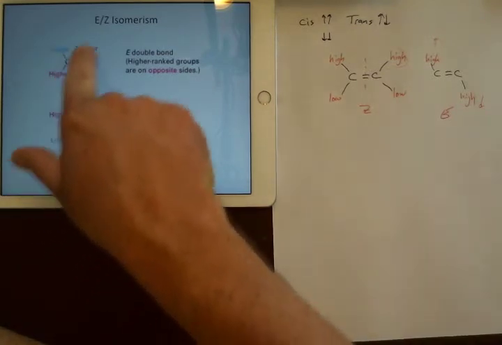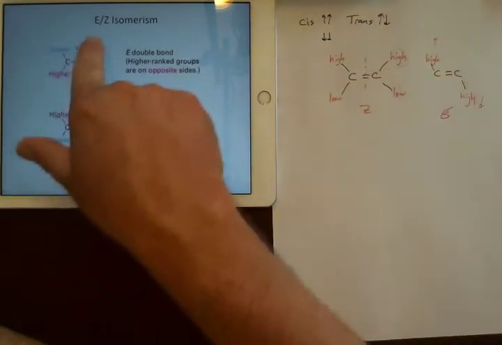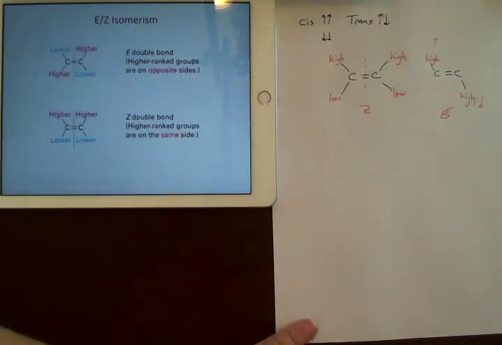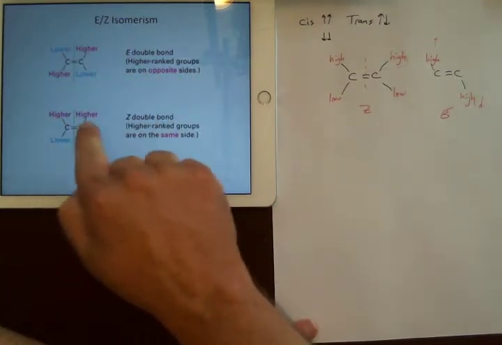So the higher priority ones are facing the opposite way from the double bond. Here they're facing the same way, in the Z.